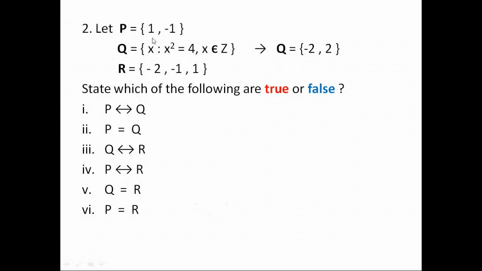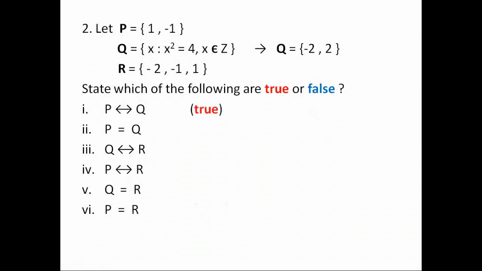Now what is the cardinal number or the number of elements of set P? 1, 2. What is the cardinal number or the number of elements of set Q? 1, 2. So it means n(P) is equal to n(Q). So we can say that the two sets are equivalent. So the first statement is true.